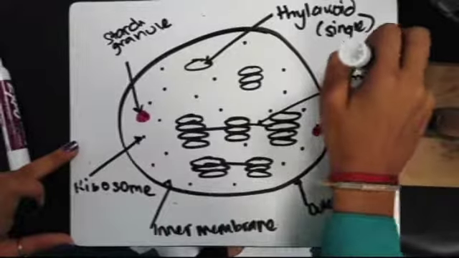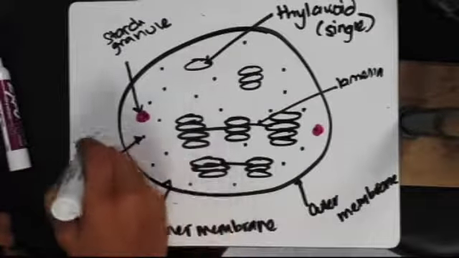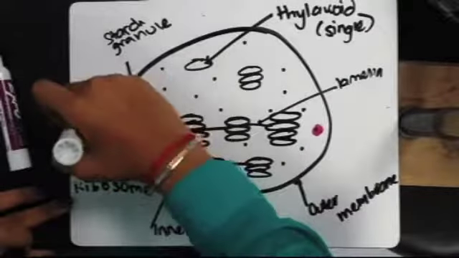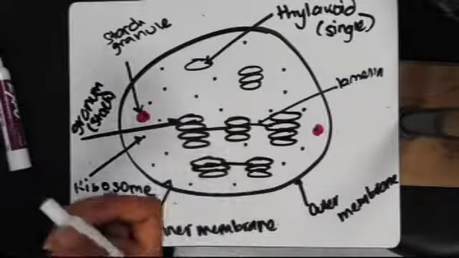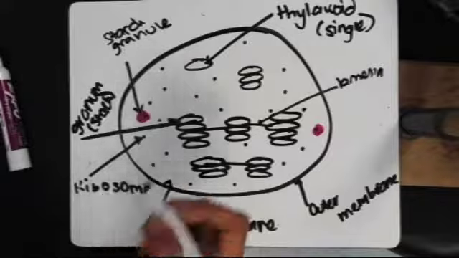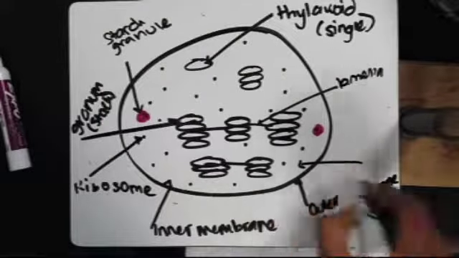This is known as a lamella. This over here is several thylakoids, which is known as a granum stack. And this over here, lastly, is the stroma.